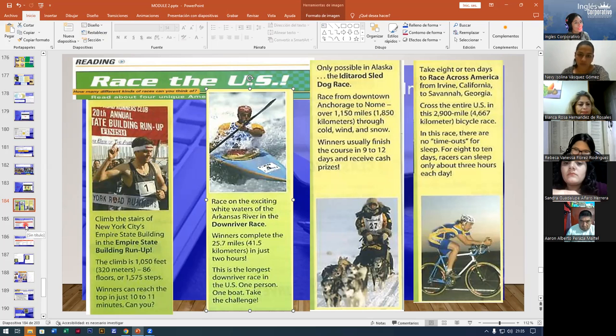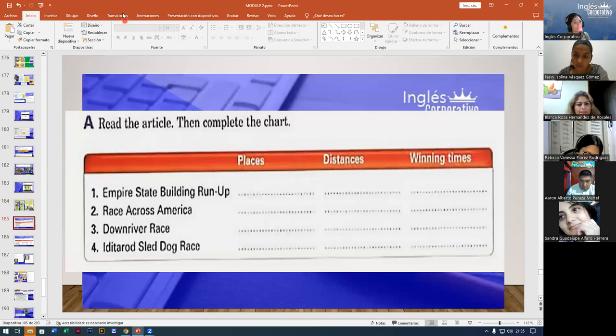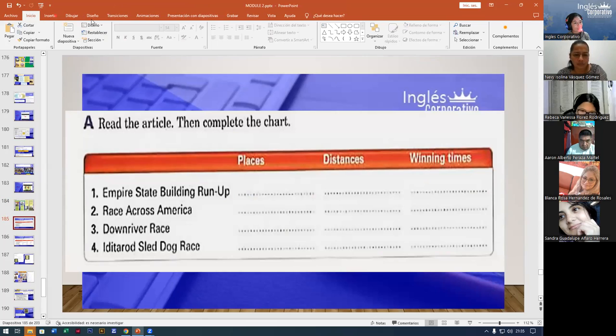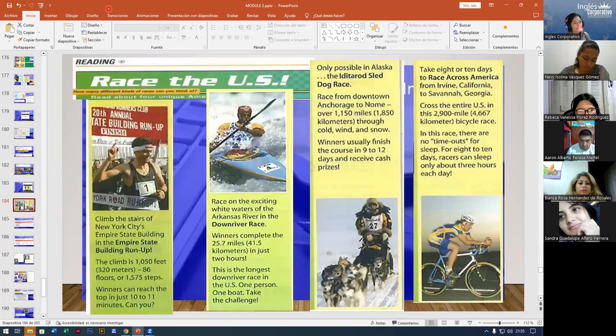Now, let's verify here. I have an exercise about this reading. Let's see about the Empire State Building run up. We're going to see the places where they are taken. Where are the places? Do you remember about this one? The Empire State Building? Where is the race? What's the place? In?